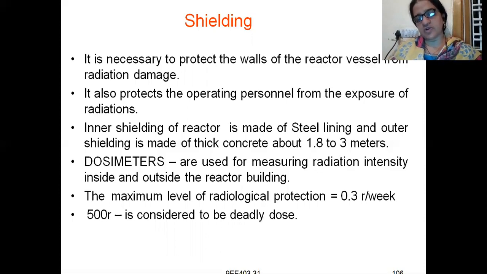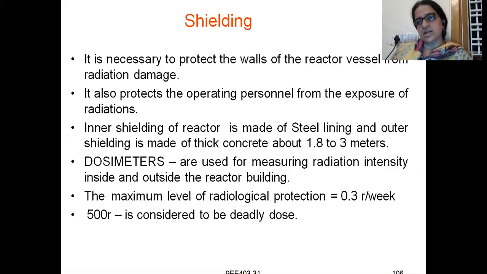The maximum level of radiological protection is equal to 0.3 R per week. If 500 R is considered to be a deadly dose, what happens if shielding is not done properly? Suppose a person comes in direct contact with this nuclear radiation. Due to heavy exposure of nuclear radiation, there is a chance that he might lose his life also. So 500 R is considered to be a deadly dose.